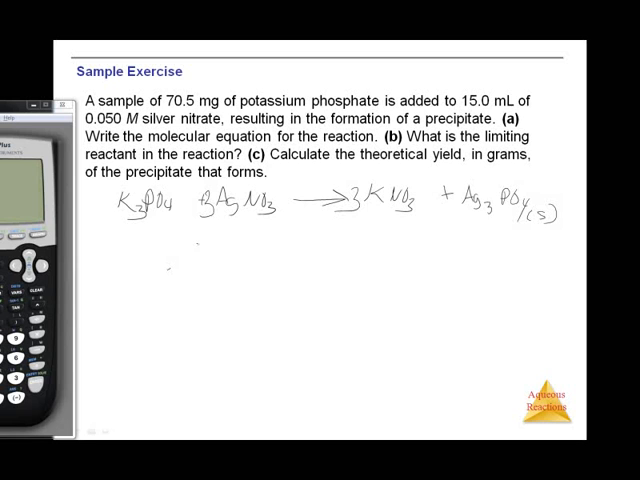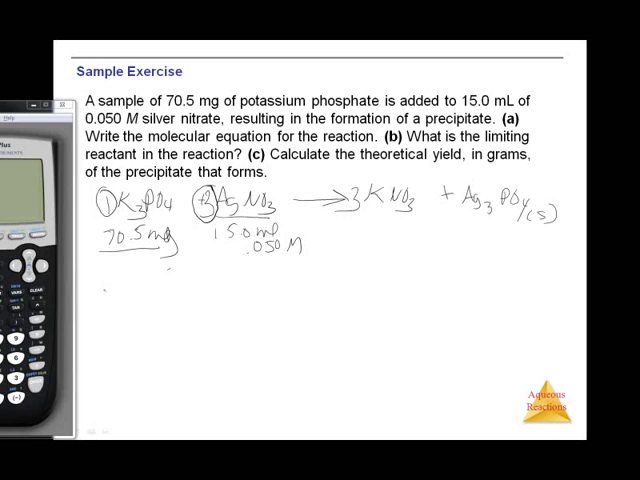So what's the limiting reactant? So what I'm told is I have 70.5 milligrams of potassium phosphate, and I have 15.0 milliliters of 0.50 molar silver nitrate. Okay. So what I know based on the equation is I need 3 of these for every 1 of these. So what we can do is figure out how many moles we have to start of each, and then see which one appears to be in excess.